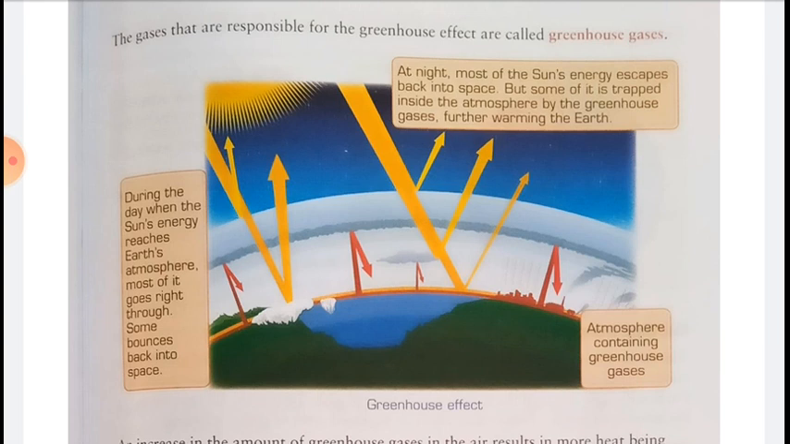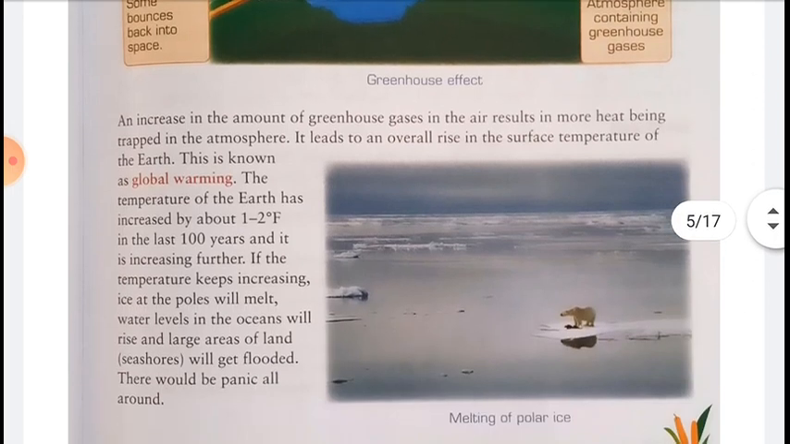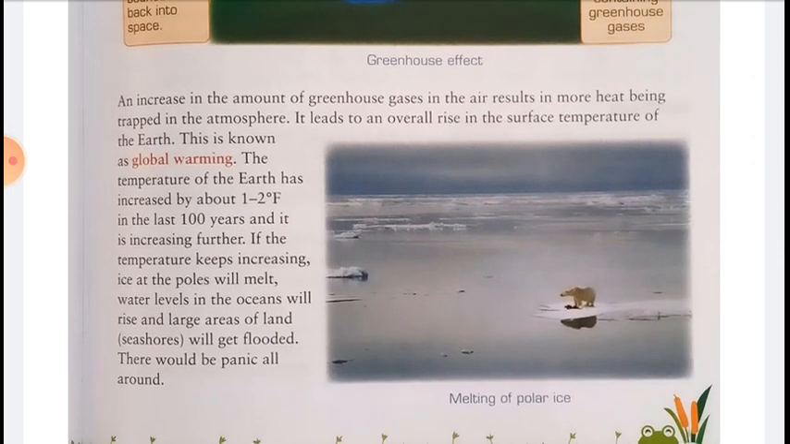Actually at night most of the sun's energy escapes back into space, but some of it is trapped inside the atmosphere by the greenhouse gases, further warming the earth. This is the reason only we are able to survive on the earth. If the atmosphere were not there, then at night it would become very cold and it would be very difficult for us to survive here.